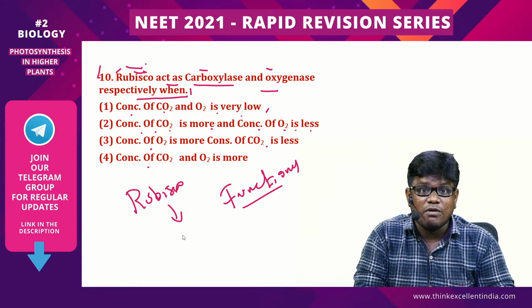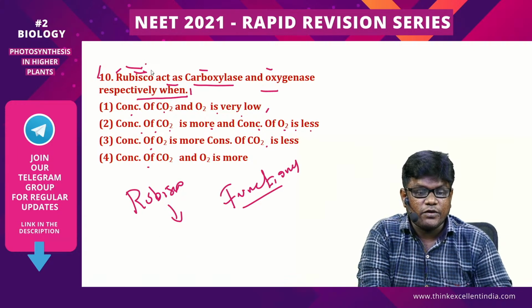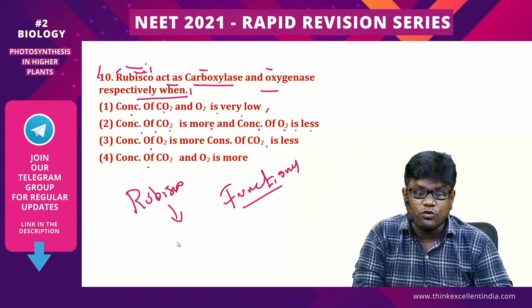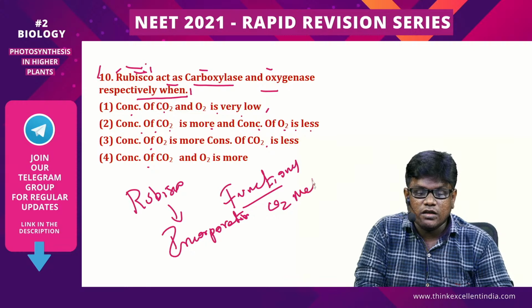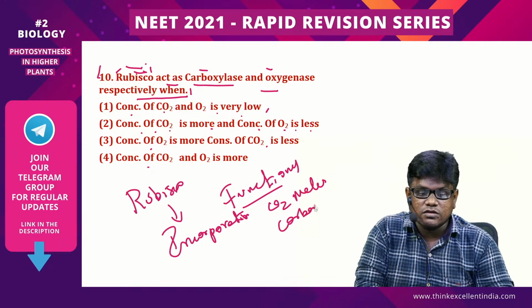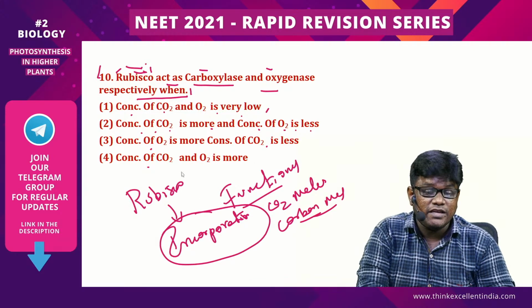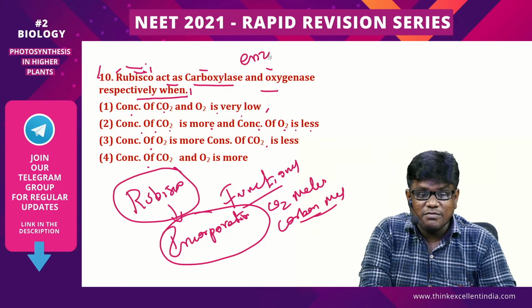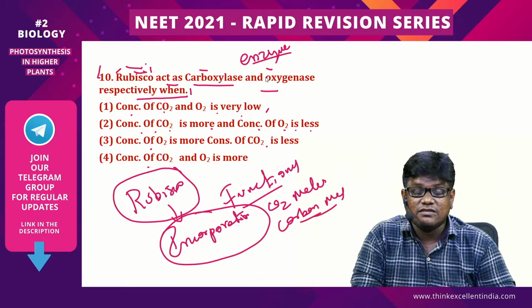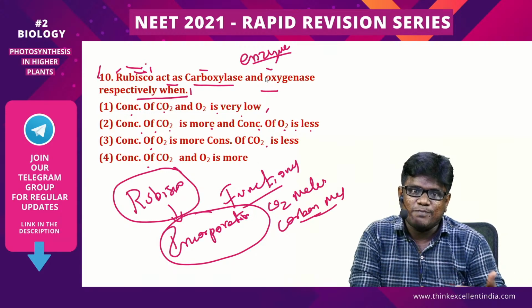is the most abundant enzyme in the world in organisms, especially in plants. And here you can see what type of function the Rubisco is actually doing. They are doing incorporation of CO2 molecules, I mean the carbon molecules mainly. That incorporation will be conducted by the Rubisco enzyme. Enzyme means what? Only an enzyme conducts the reaction, catalyzes the reaction, speeds up the reaction.